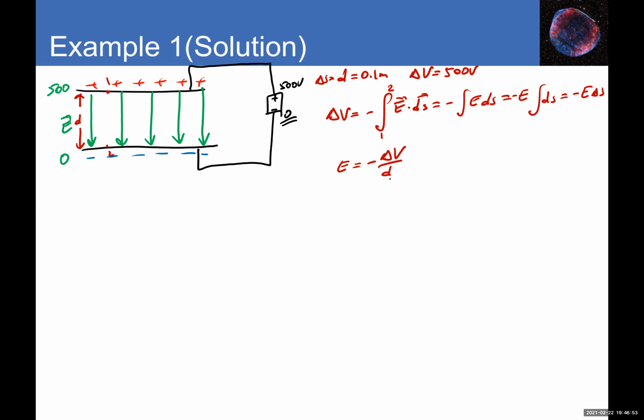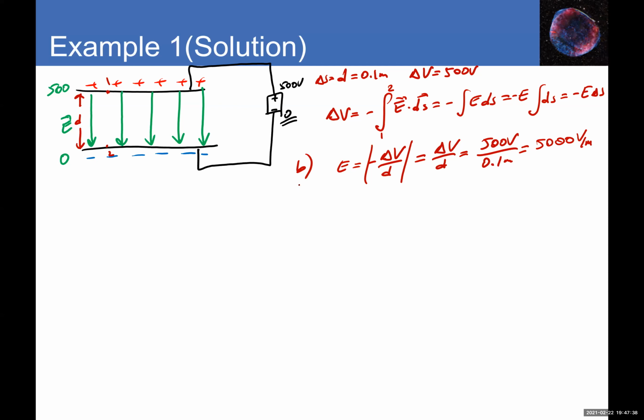And it's asking for the magnitude, so I can just put absolute value. So it's delta V over D. Delta V is 500 volts, and D is 0.1 meters. So I can calculate the electric field magnitude: 500 divided by 0.1 gives us 5,000 volts per meter. You can write that as 5 kilovolts per meter. Okay, so this is part B.